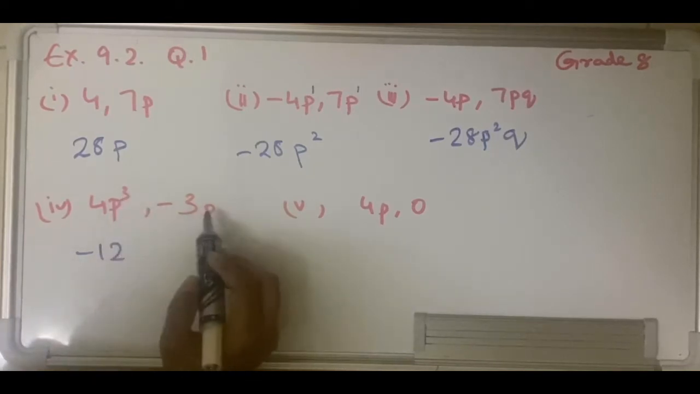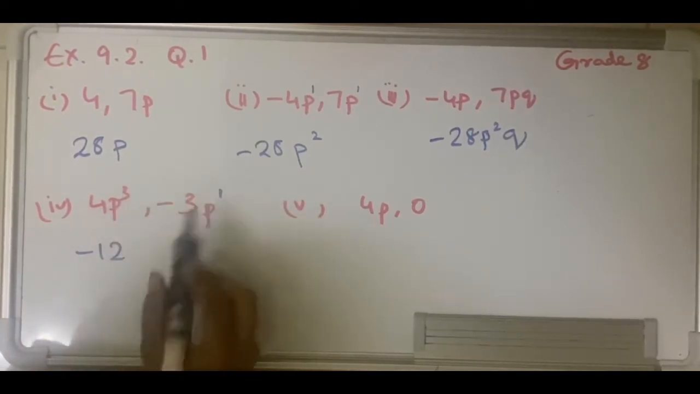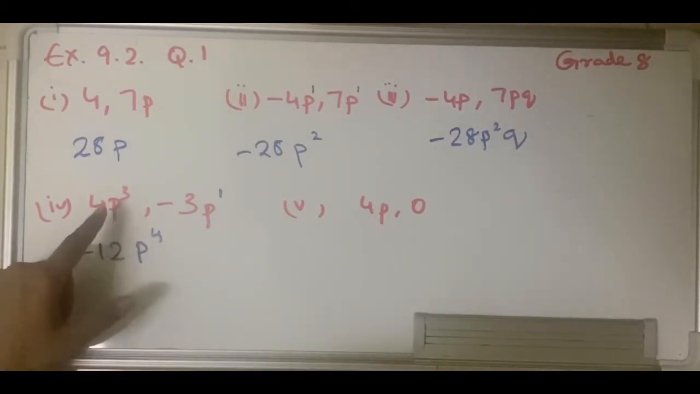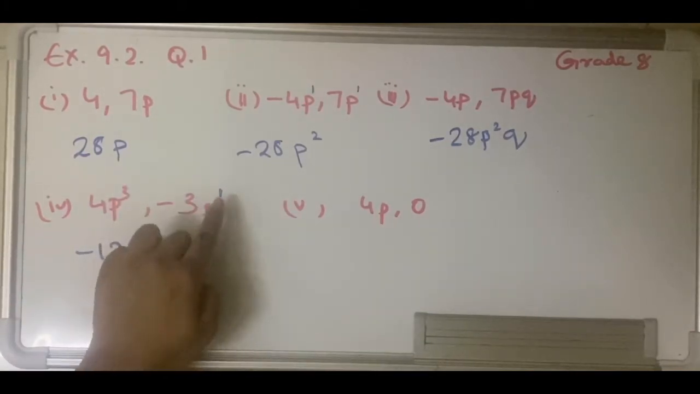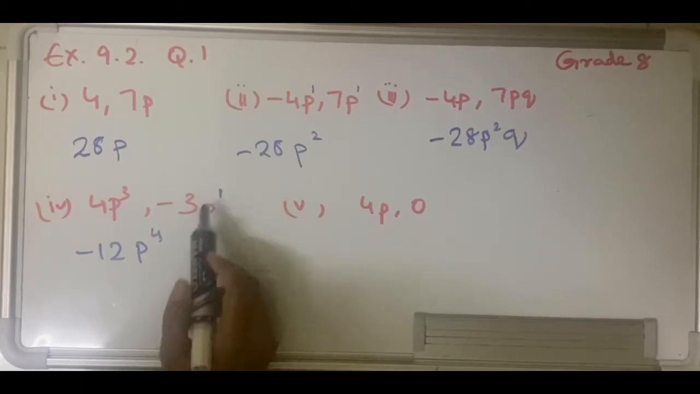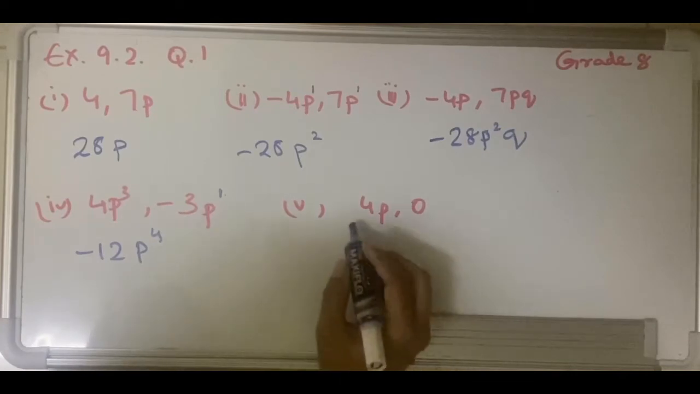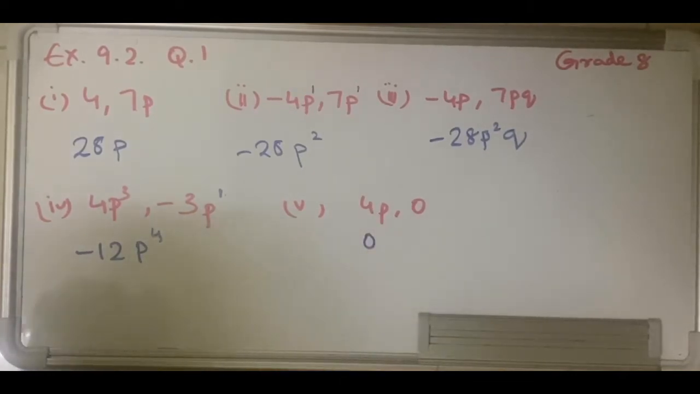Now we have p cube times p raised to 1, so it will be p raised to 3 plus 1, so p raised to 4. So as you can see, what am I doing? I am just taking the exponents and adding them, right? And if there is no exponent, it means it's simply raised to 1. P raised to 1 is p, right? So I am just doing 1 plus 3 in order to get the final answer. Now 4p multiplied by 0 will be 0, because you know that any number multiplied with 0 would yield us 0.